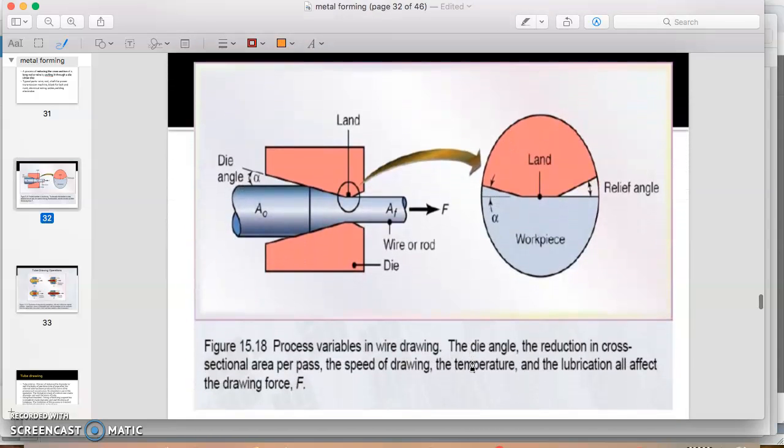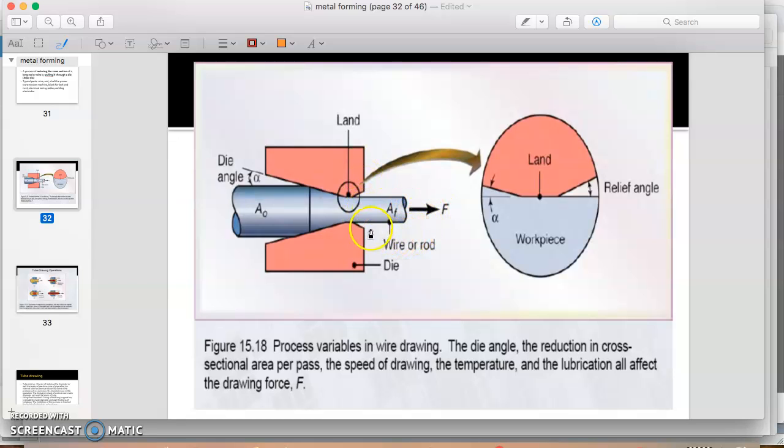This is the schematic diagram of the wire drawing process. We can see here the raw material flows through the die. This is the die, and when it passes through the die, the size is reduced. The diameter will be reduced, and by pulling, this is the force, we pull the raw material from the die.